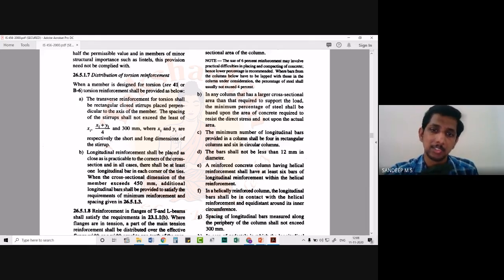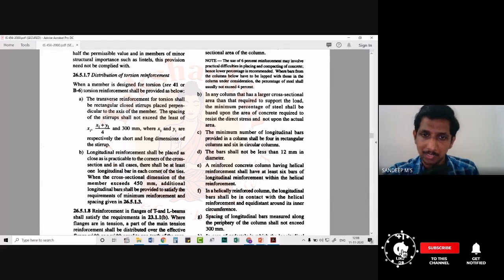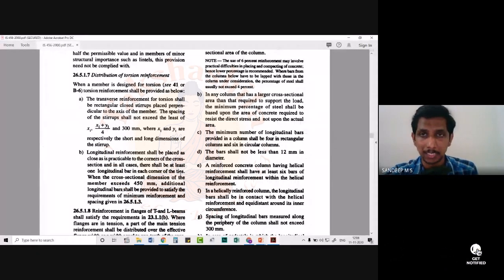So longitudinal reinforcement shall be placed as close as is practicable to the corner of the cross section, and in all cases there shall be at least one longitudinal bar in each corner of the ties. As I have already explained, when you include the effect of torsion, it is enforced that we should have at least one reinforcement in every corner. Okay, that is what is mentioned here. That may not be the main bar or the compression reinforcement. That can be even the stirrup holders.